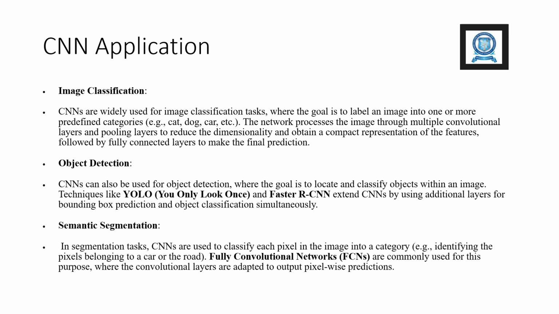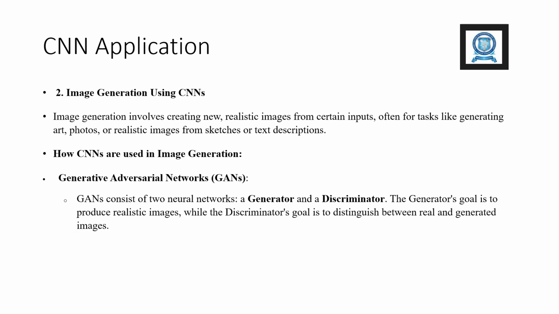Semantic segmentation. In segmentation tasks, CNNs are used to classify each pixel in the image into a category. Fully convolutional networks are commonly used for this purpose, where the convolutional layers are adapted to output pixel-wise predictions.